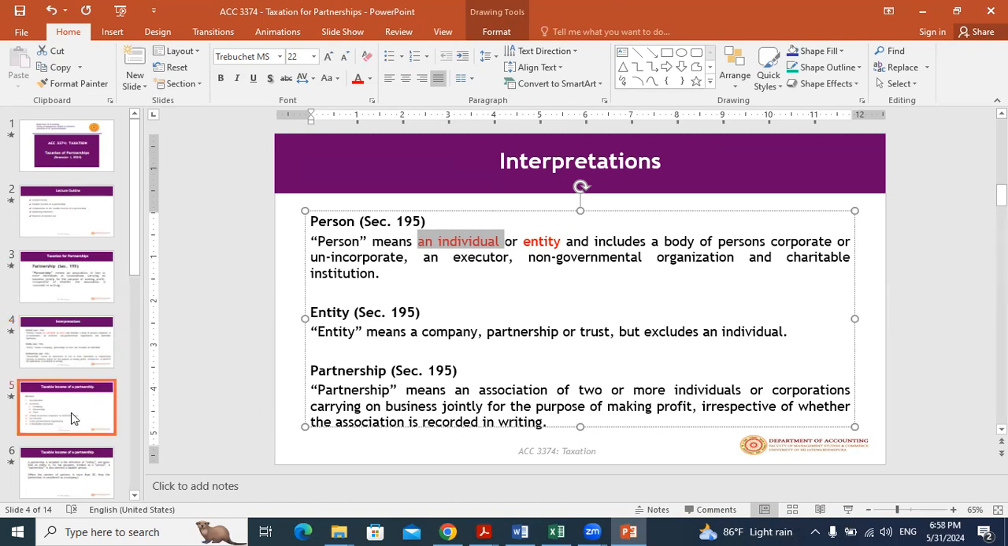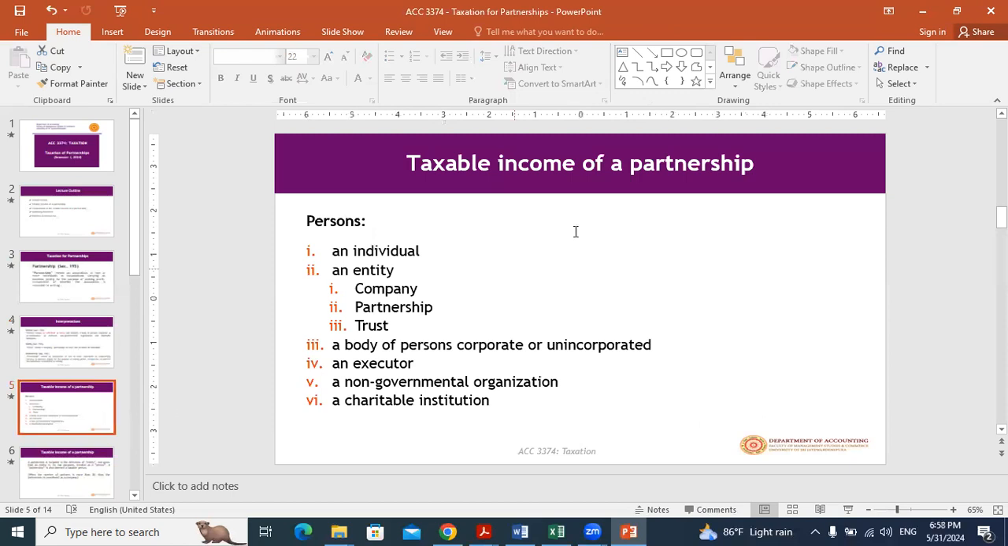So we'll come to the next one, the summary. This is the same thing summarized. Person is an individual or an entity. Entity has three elements: company, partnership, or trust. All these are persons. Thereafter, body of persons, corporate or unincorporated, and etc., a non-government organization, a charitable institution.